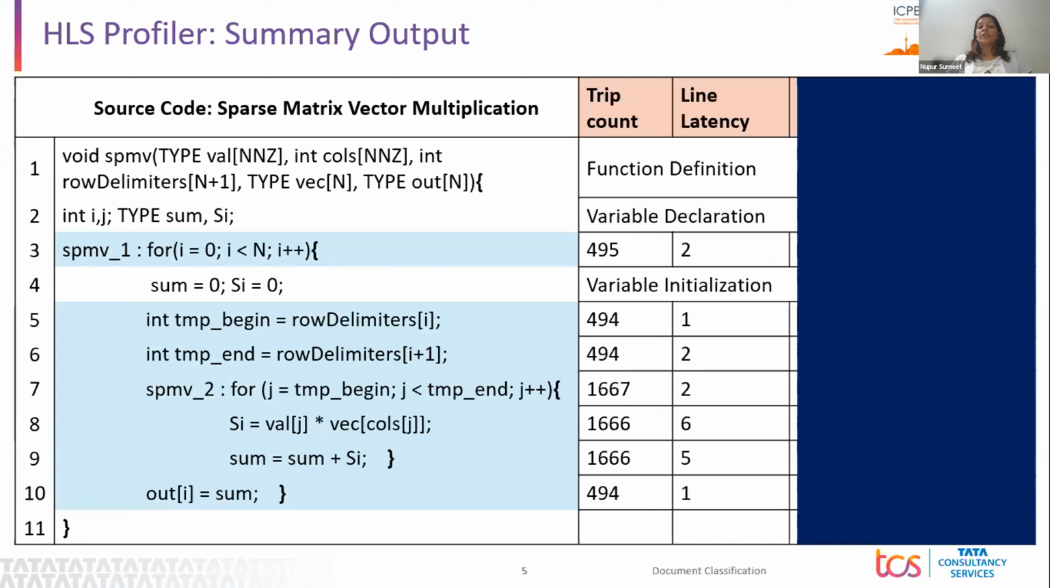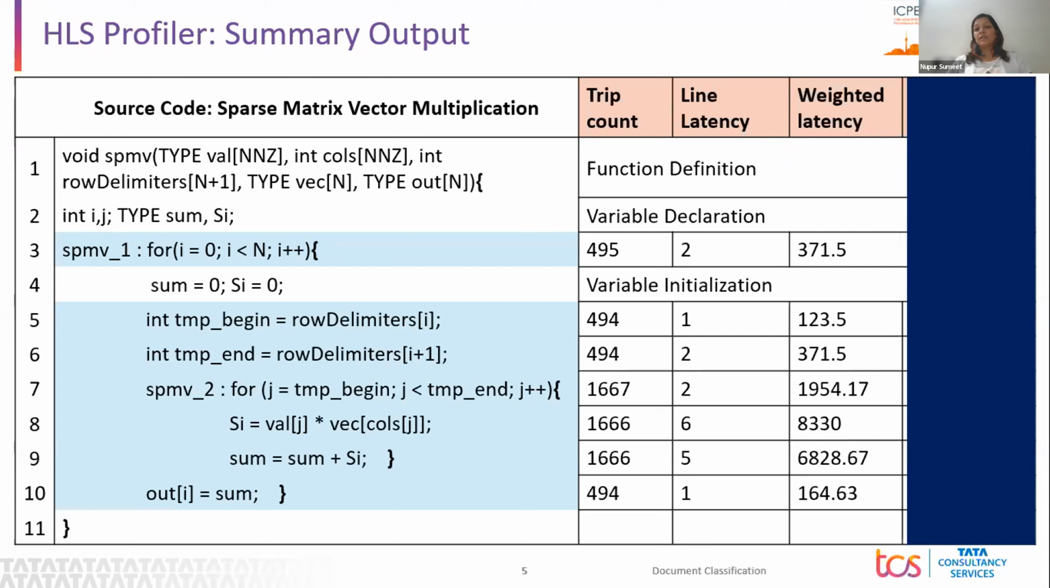Here is the output of the Hls Profiler, called the summary report, for an example source code. The trip count indicates the number of hits of a certain source code line. The line latency indicates the number of clock cycles taken to execute a certain source code line. Based on the line latency, line number 8 and line number 9 indicate the bottleneck operations for this source code. The line latency gives some indication of the performance bottleneck, but it doesn't account for parallelism, which is commonly seen in FPGA designs.